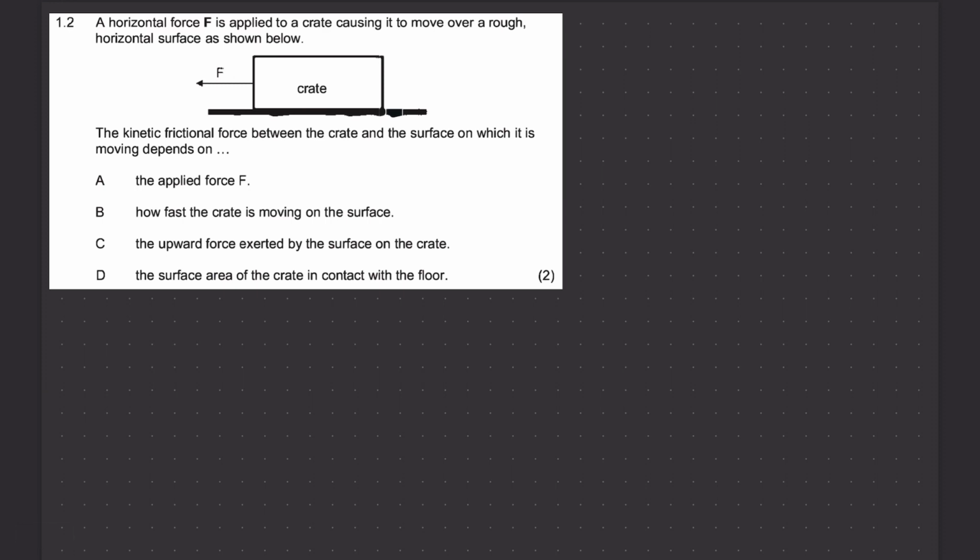Question 1.2. If a horizontal force F is applied to a crate causing it to move over a rough horizontal surface, the kinetic friction between the crate and the surface on which it moves depends on what? Alright, so let's look at the equation that we can use to calculate friction. So friction is equal to mu k times Fn. Okay? So we can see that the friction depends on the normal force. So the greater the normal force, the greater the friction.